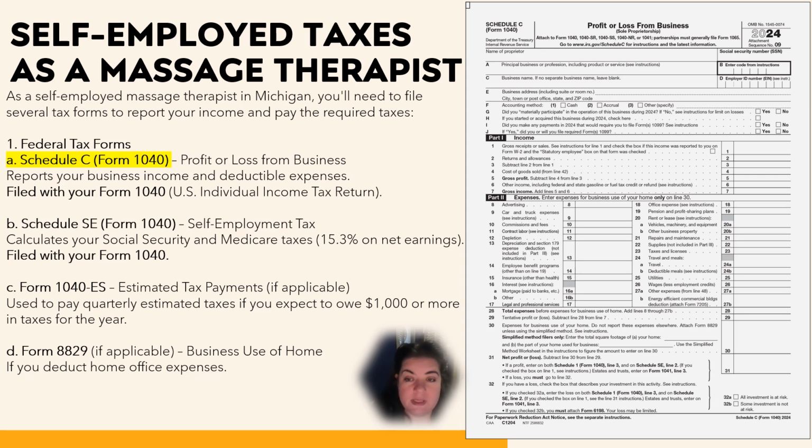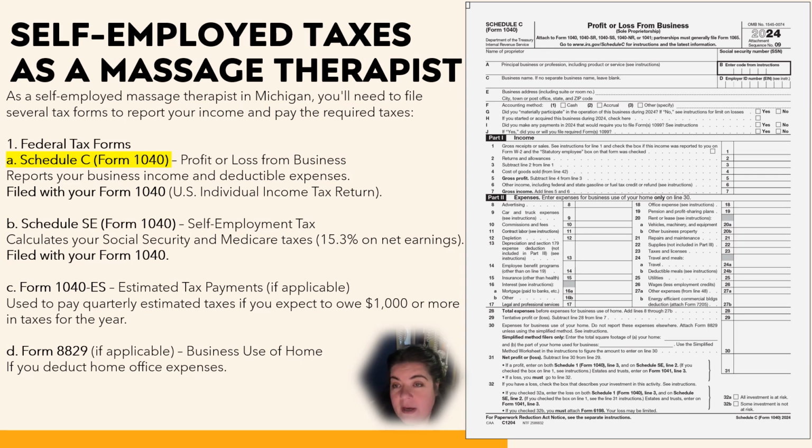So these are forms that we need to worry about and for sure fill out that we may not have seen before in previous positions as an employee. All right, so the first one to worry about is the Schedule C. This is Form 1040. This is not to be confused with Form 1040. That's your individual income tax return. The Schedule C is really important. It's the profit or loss from your business if you are a sole proprietor.